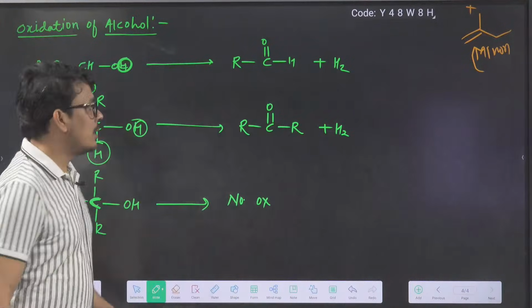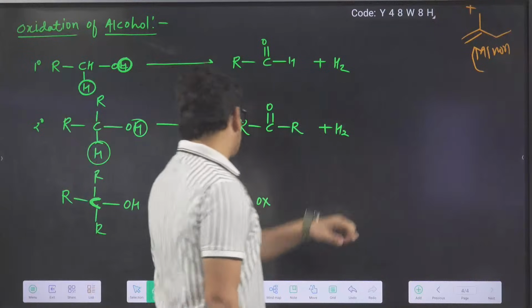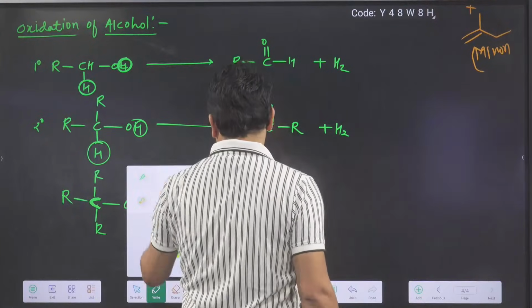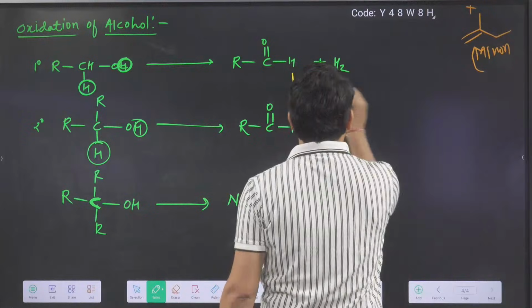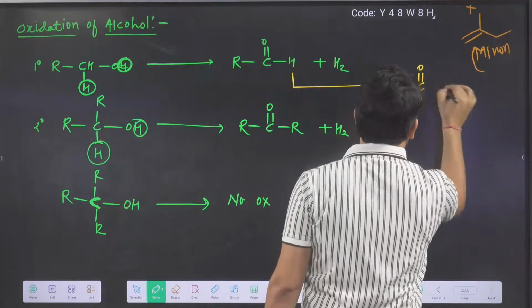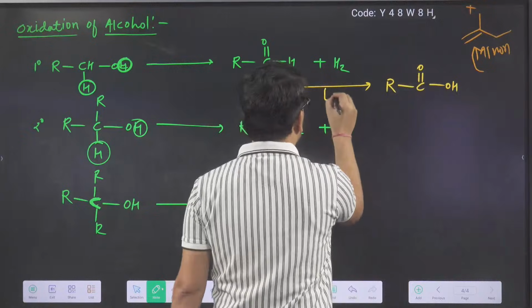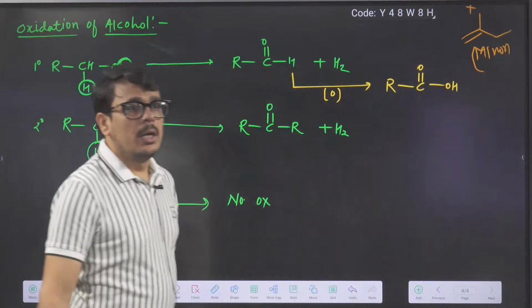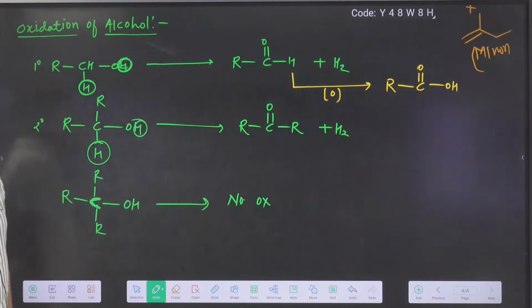Now, can these further oxidize or not? If the aldehyde is further oxidized, it will convert to which one? Carboxylic acid. Now what are we doing here? Addition of oxygen.